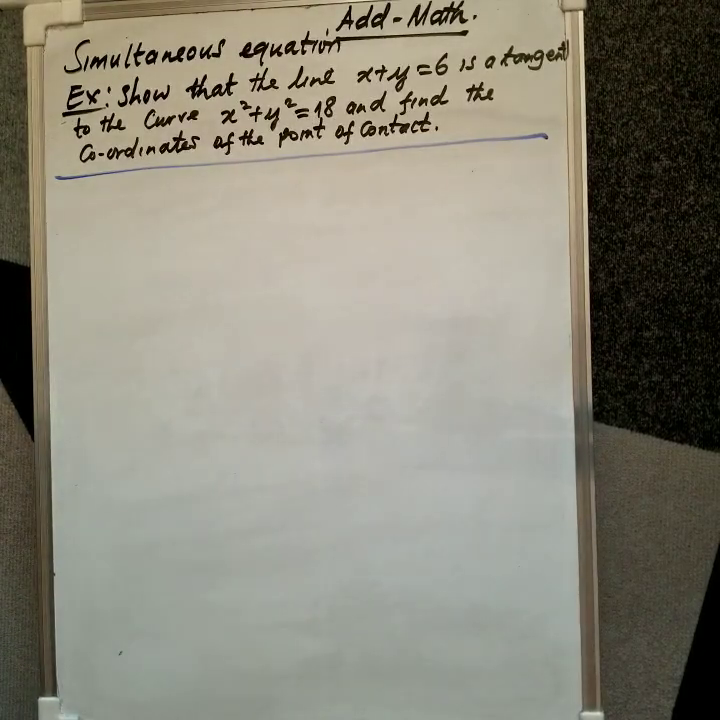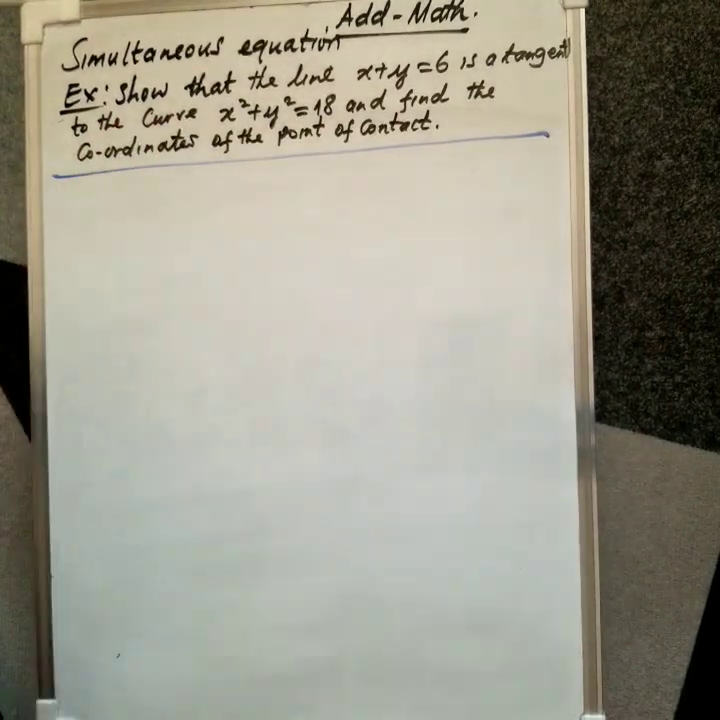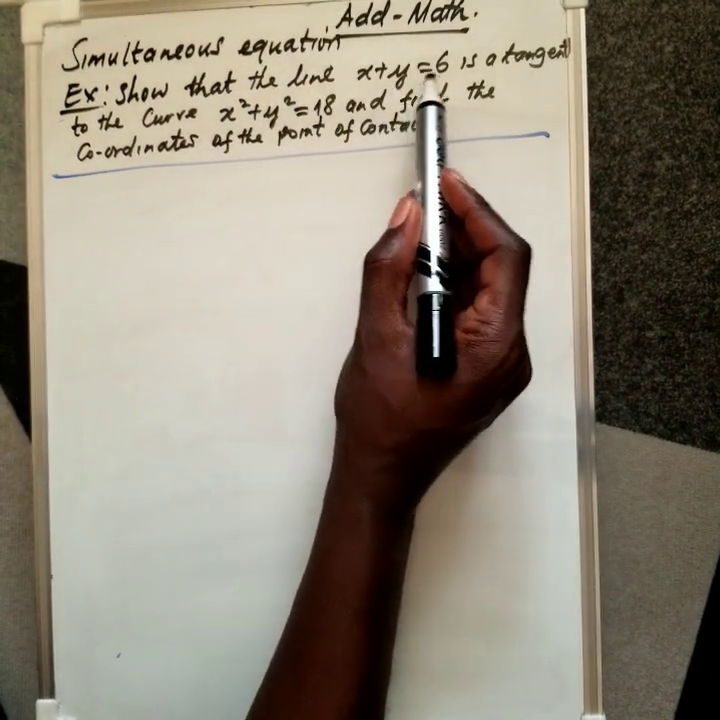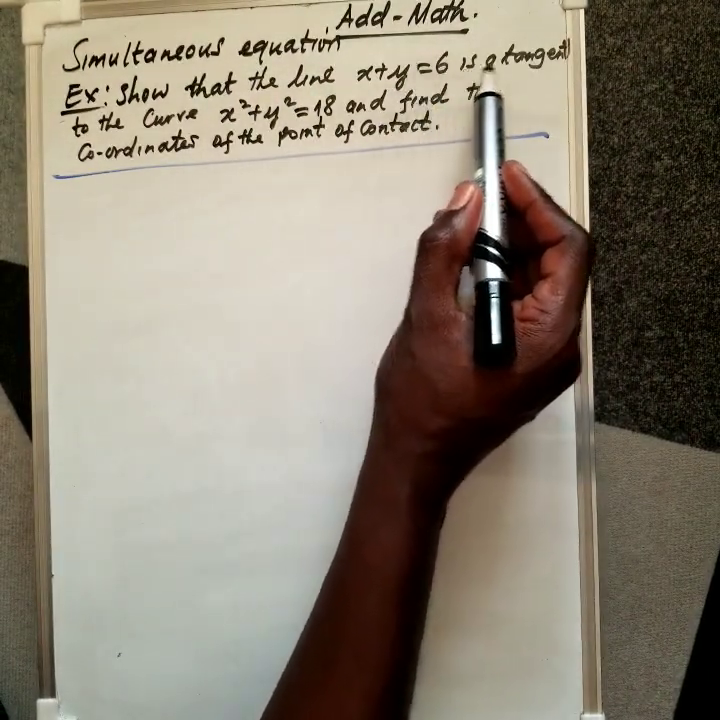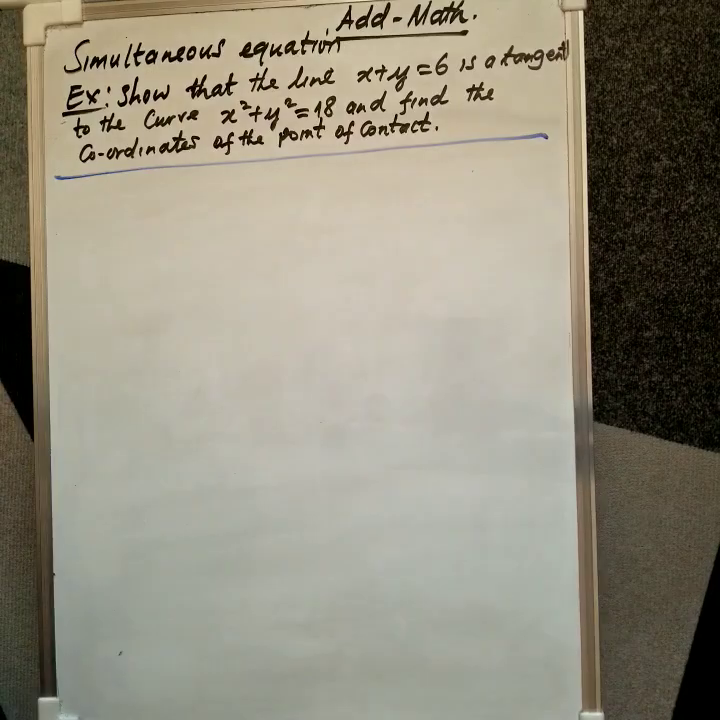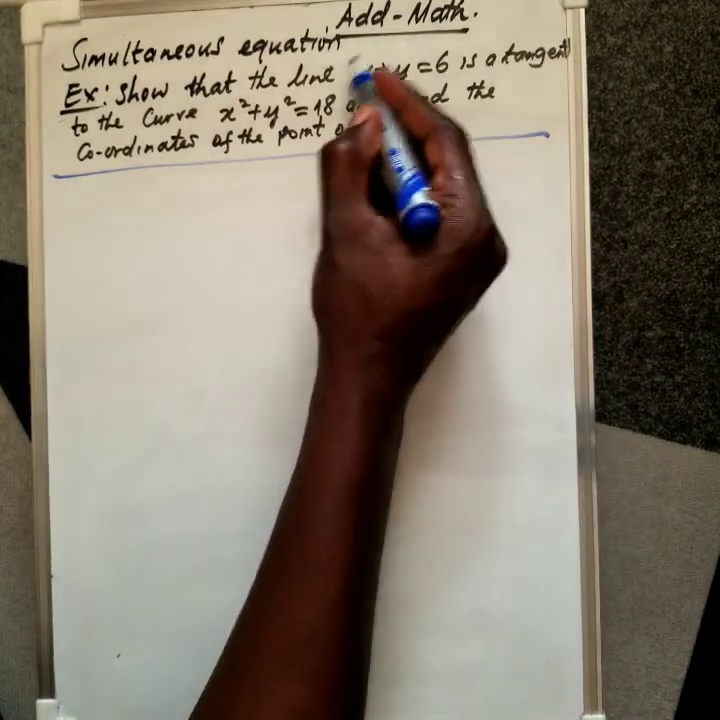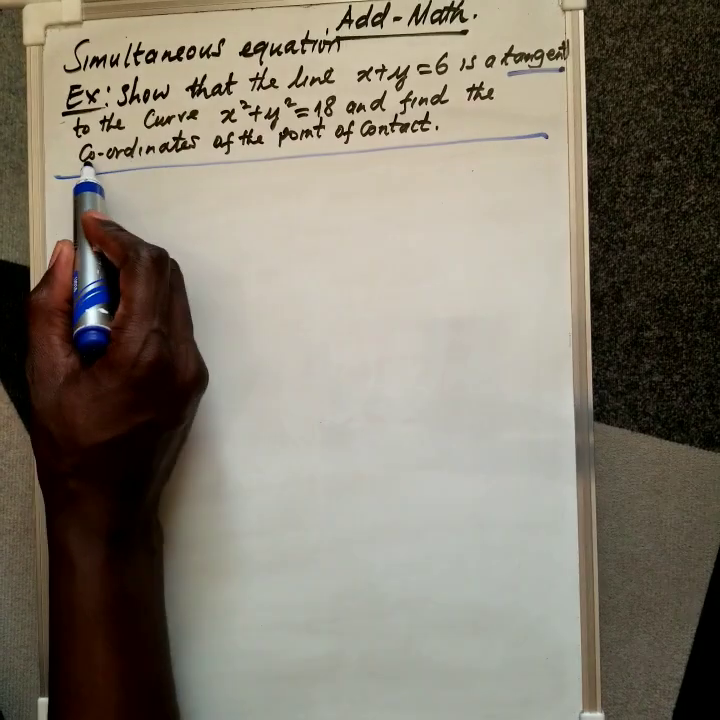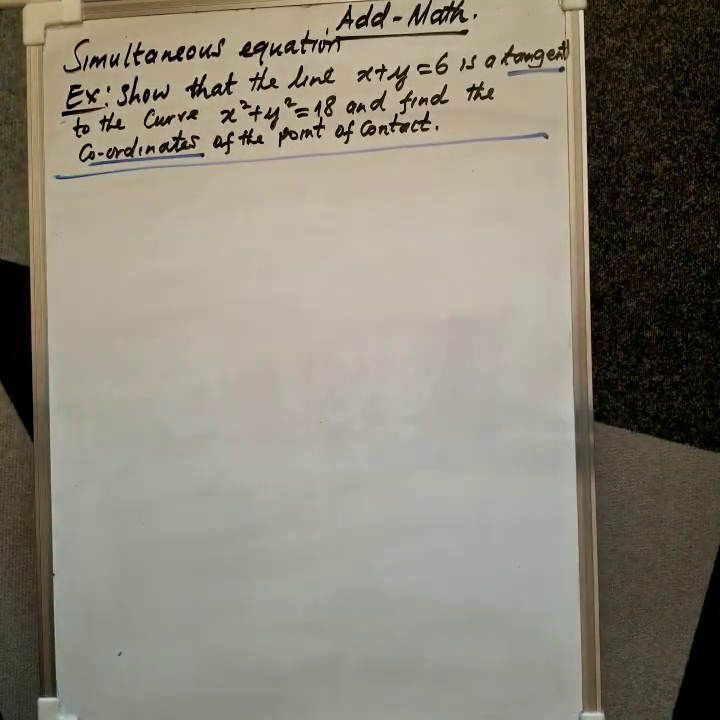So in this video again, we continue as we look at how to solve simultaneous equations when you're given such in an exam. So how do you go about it? The question says: show that the line x plus y is equal to 6 is a tangent to the curve, and find the coordinates of the point of contact. So that's what they're going to say.